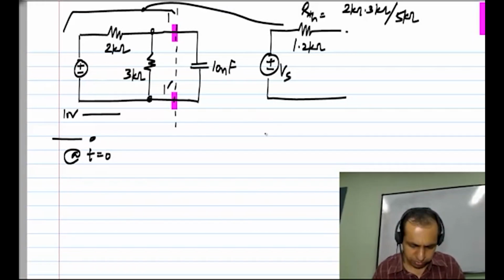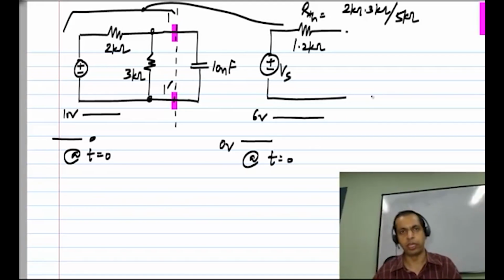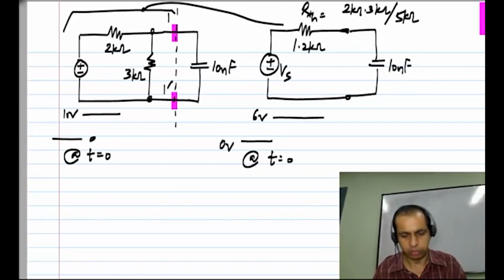It will jump from 0 volts to 6 volts at t equals 0. So please do the Thevenin equivalent calculation yourselves. And we have a capacitor which is 10 nanofarads. So this is now the familiar circuit.